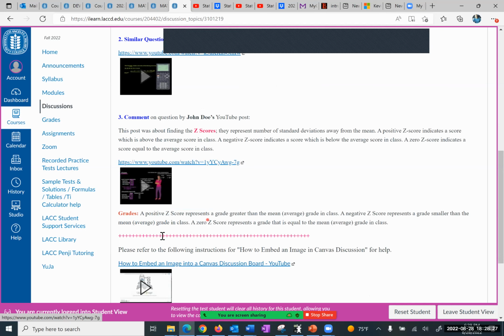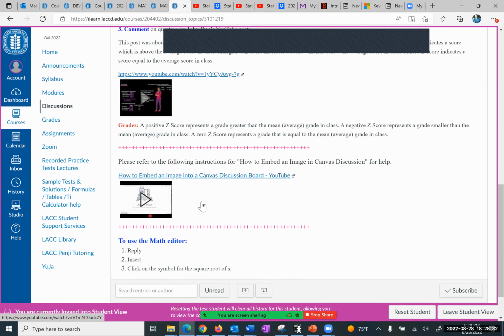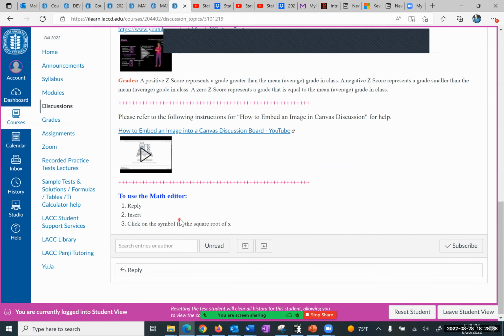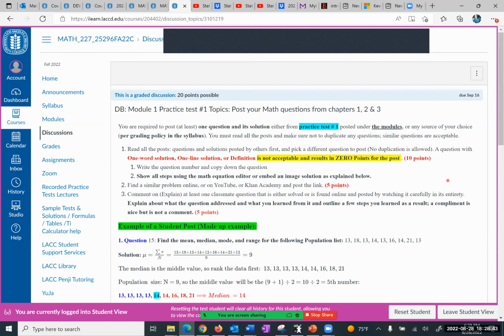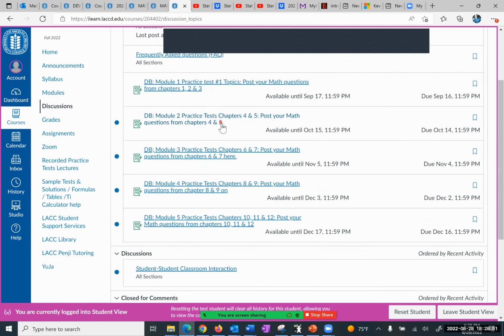Then after I explain that, I'm showing you how to use the math editor and how to embed an image. So you have to do this properly. That will give you a total of 10 plus 5 plus 5, 20 points. So we have 1, 2, 3, 4, 5 of them. 100 points. Those are easy points, class. We should be able to get.